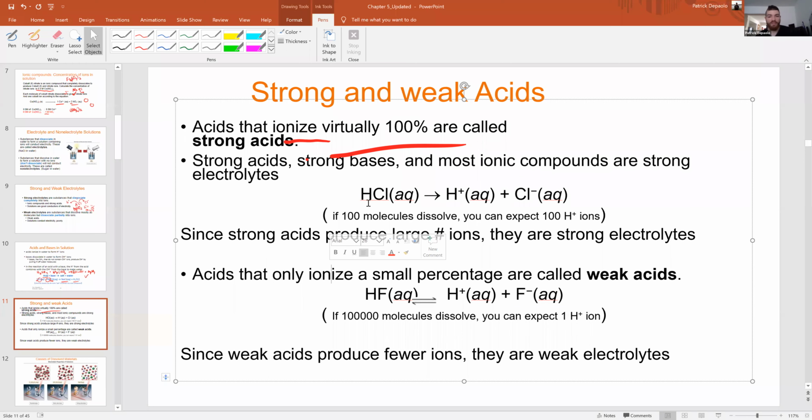Now, basically, if you have 100 molecules of HCl, every single molecule will dissolve. You have 100 H plus ions, 100 Cl minus ions, and it will be very electrically conductive, and it will dissociate completely. It will be a strong acid.